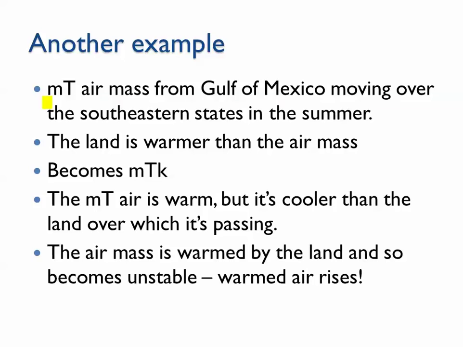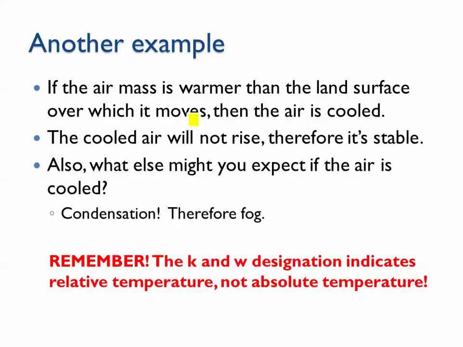Another example, we have our moist tropical air mass from the Gulf of Mexico in the summer moving over the southeastern states. Now, this moist tropical air mass is warm, but the land is warmer. So the air mass is cooler, so it becomes MTK. The air is warm, but it's cooler than the land over which it's passing. That air mass is going to be warmed by the land, become unstable. The warmed air rises. You have instability, development of clouds, and precipitation.